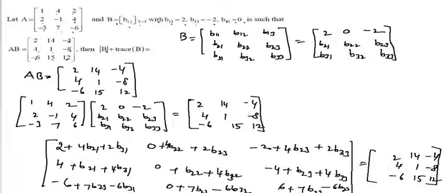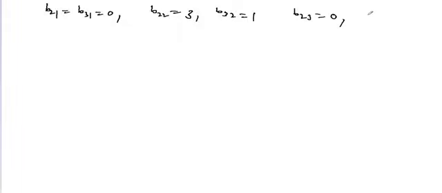So equating these two matrices, on solving the equal matrices with corresponding elements, we get B21 equal to B31 equal to 0, B22 equal to 3, B32 equal to 1, B23 equal to 0, and B33 equal to minus 1. Therefore the matrix B is 2, 0, minus 2, 0, 3, 0, and 0, 1, minus 1.